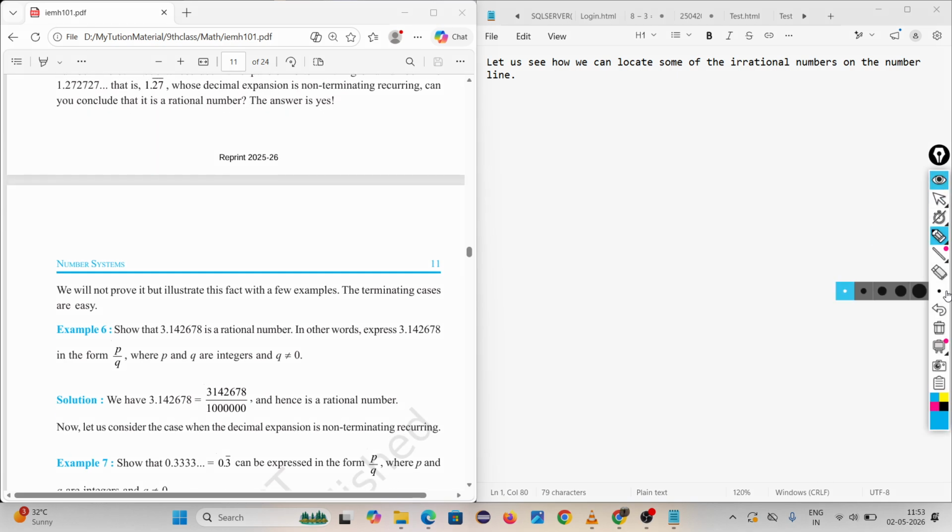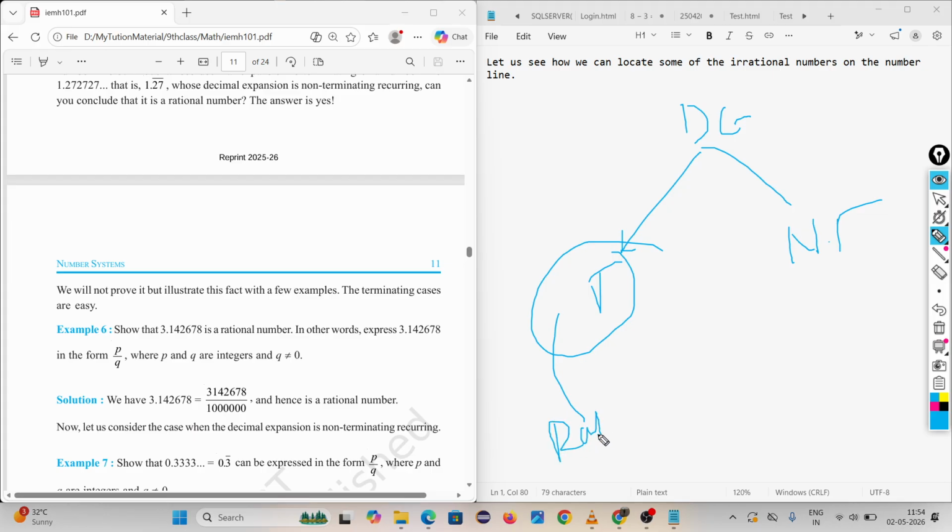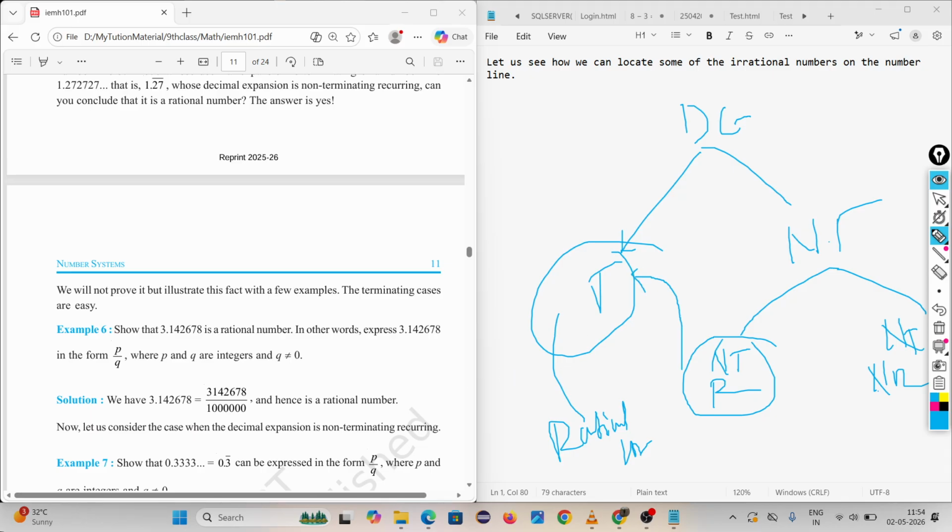That means look, decimal expansion: terminating, non-terminating. Terminating, you know, directly comes under rational numbers. Non-terminating is of two types: non-terminating recurring and non-terminating non-recurring. And rational number means we have to be able to represent it in p upon q form. Just wait, how we represent it, you understand?